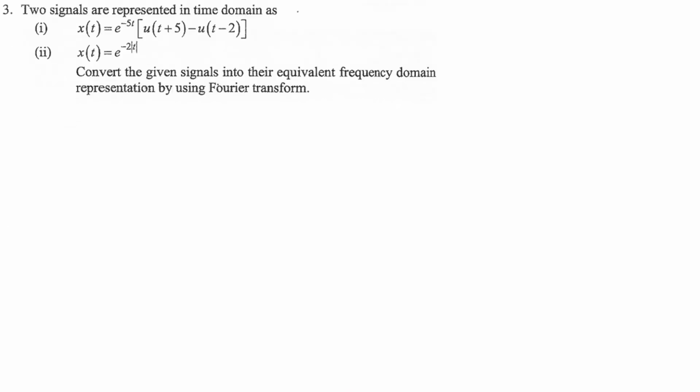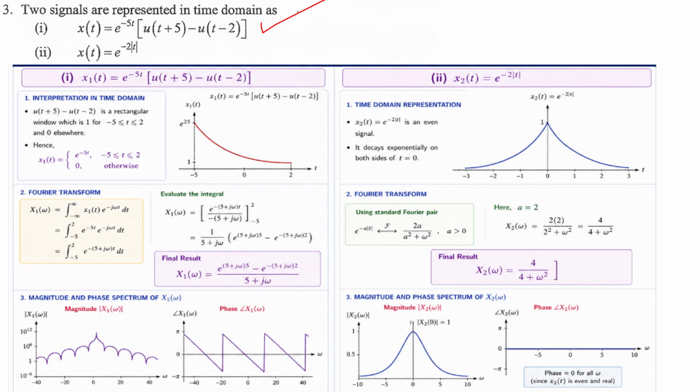Okay, next question. Two signals are represented in the time domain. What to do here? You have to convert the given signal into the equivalent frequency domain representation by the Fourier transform. The signal is given here, and how will you solve using the Fourier transform? Whenever you want to change the domain, use this equation.